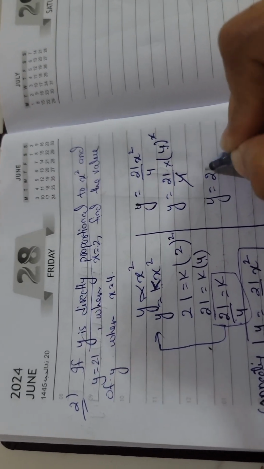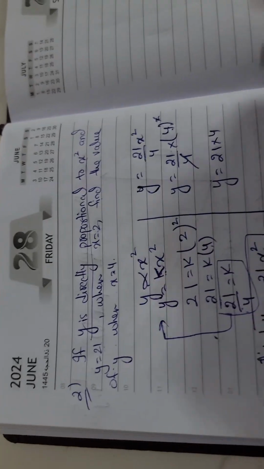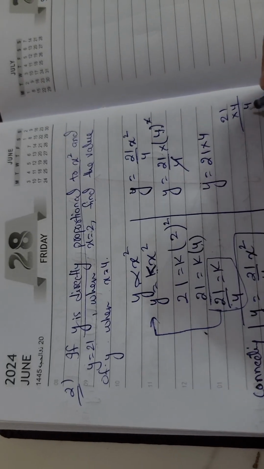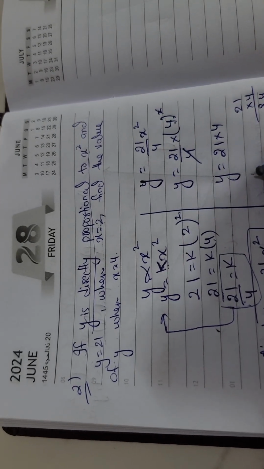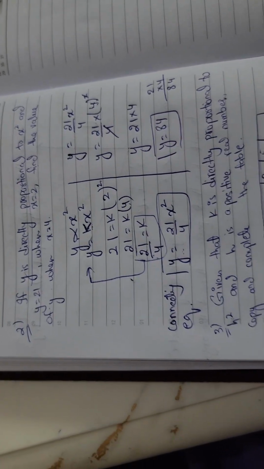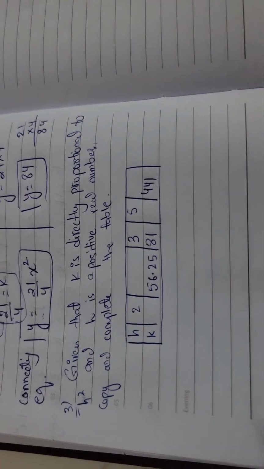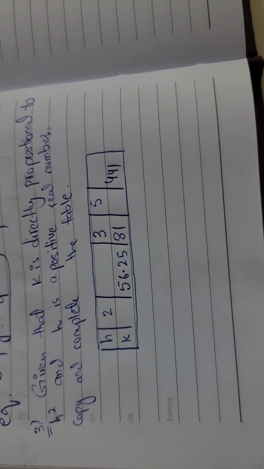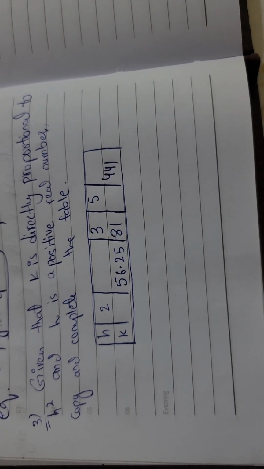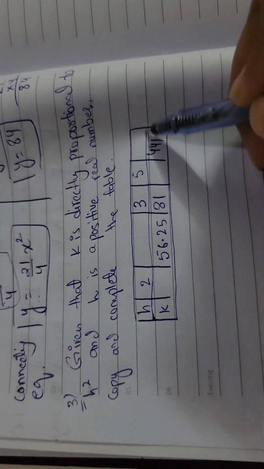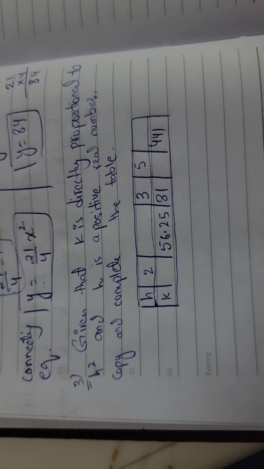Y is equals to 21 multiplied by 4. Simplify this one, 21 multiplied by 4. 4 1s are 4, 4 2s are 8. So 84 is the value of y over here. Okay, now let's solve part 3 as well. Given that k is directly proportional to h square, h is a positive real number, copy and complete the table, and one table is given to us in which we have different values of h and different values of k. Let's just solve this line by line.